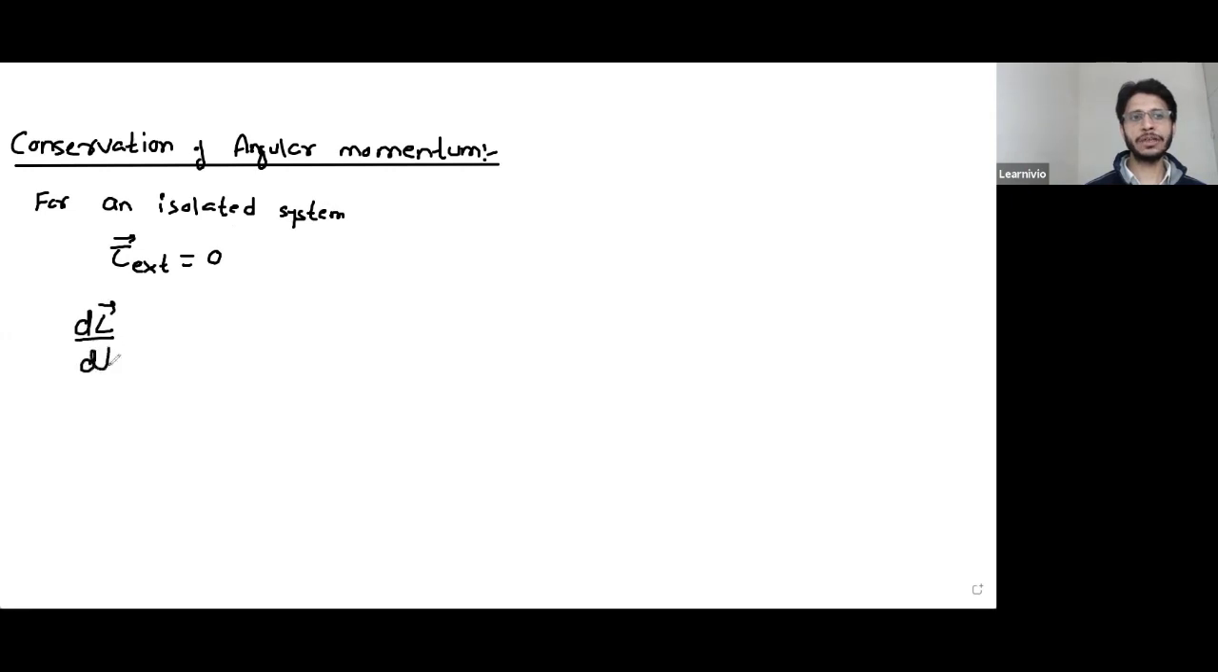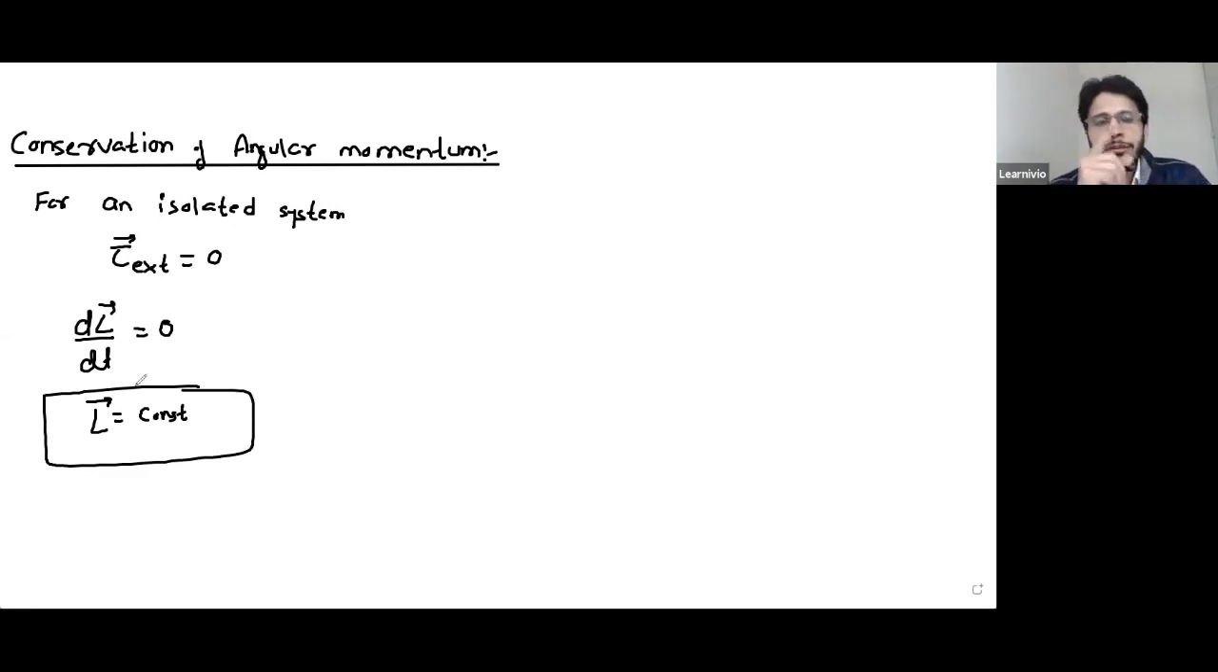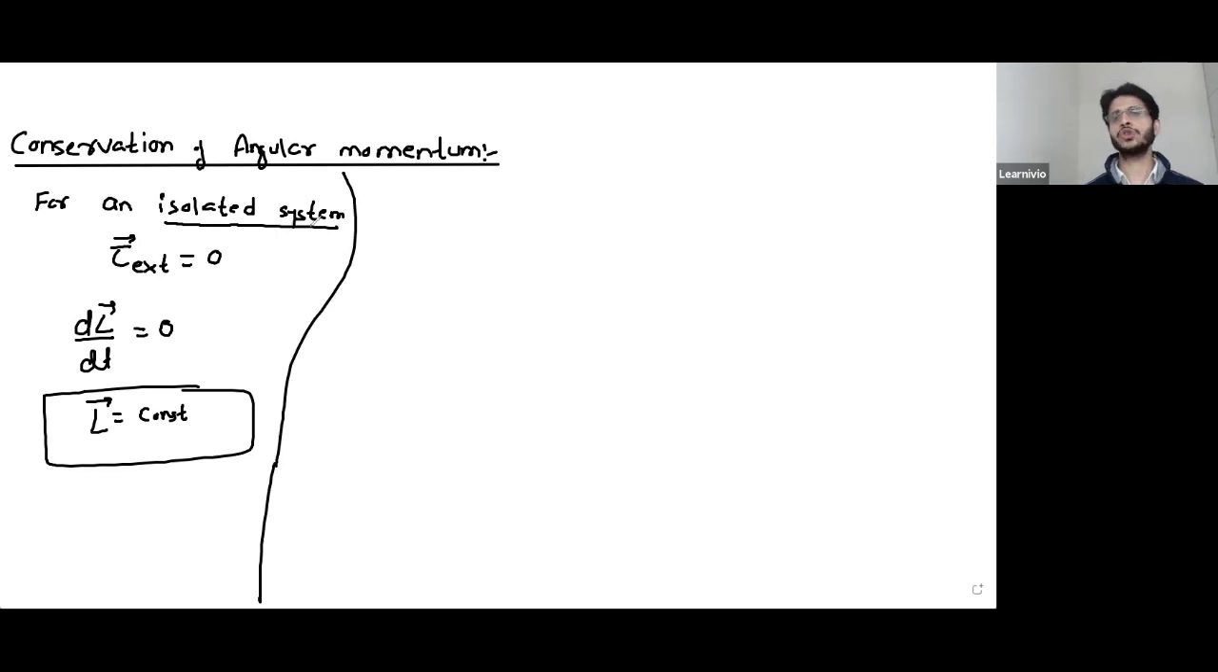That means dL over dt is 0. If dL over dt is 0, that means you can write that angular momentum is constant. So for an isolated system, the angular momentum is conserved. This is basically the law of conservation of angular momentum. L is equal to constant. But for the momentum to remain conserved, this condition should hold: your system should be isolated, means no external torque is acting over the system, so angular momentum will definitely remain conserved.